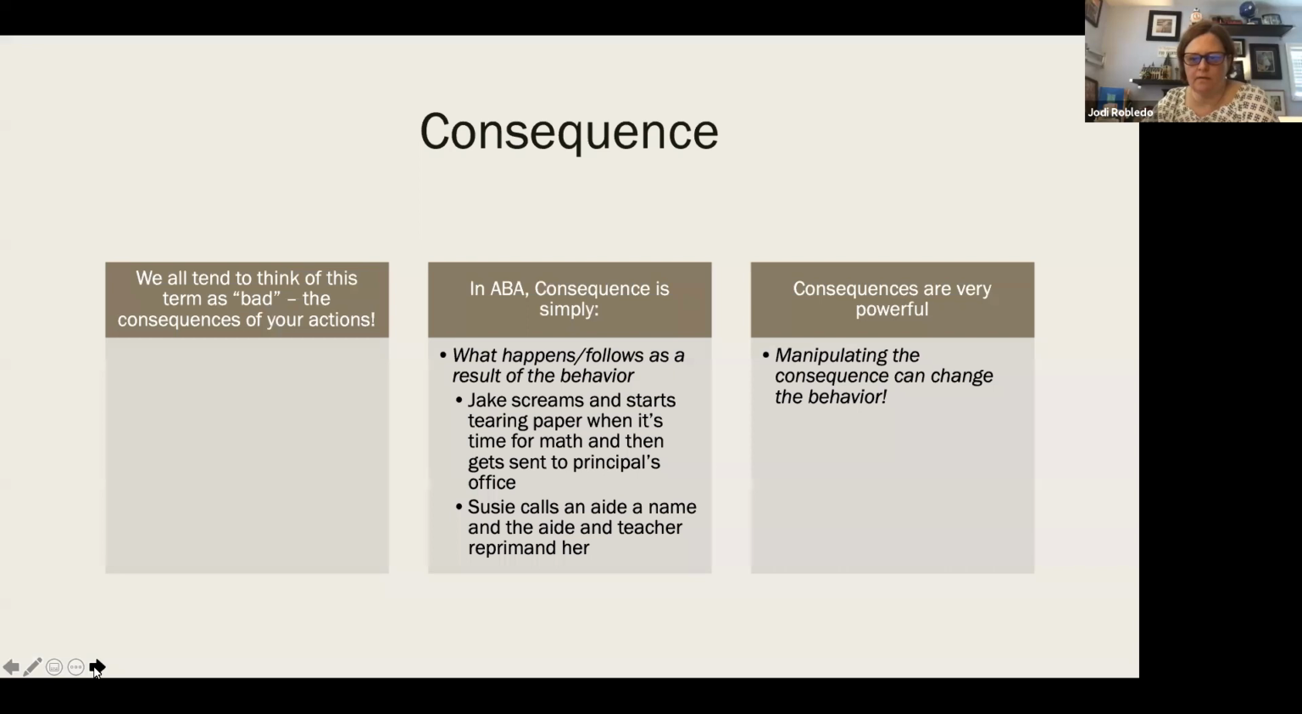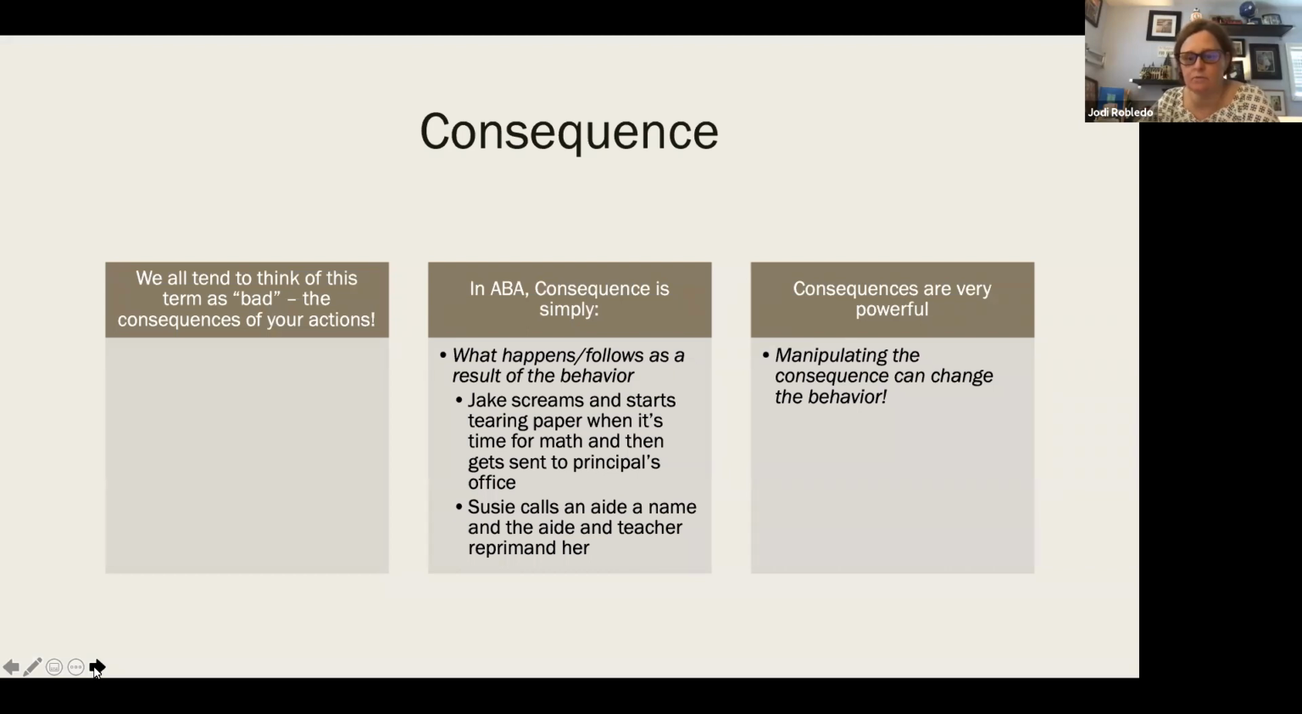The last part of the behavior three-term contingency is the consequence. Sometimes people misunderstand this word and they think it's how much the child got in trouble, like what was the consequence. But the consequence is actually simply just what happened after the behavior occurred. So we tend to think of this term as bad, like what's the consequence for your actions, but actually it's just what happens. So here are two examples.